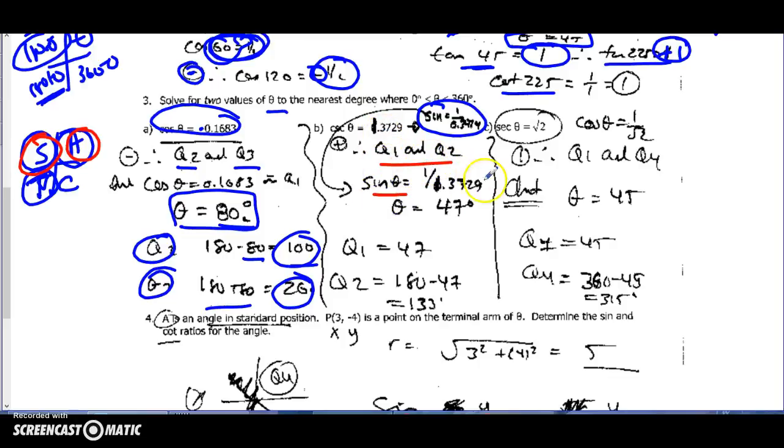Sine of theta is this. So I put this in the calculator, 1 over 1.3729, second function sine button. And I find theta is 47. That's my quadrant 1 answer. Quadrant 2, move it there. 180 minus theta gets me that. So 180 minus theta from over here.